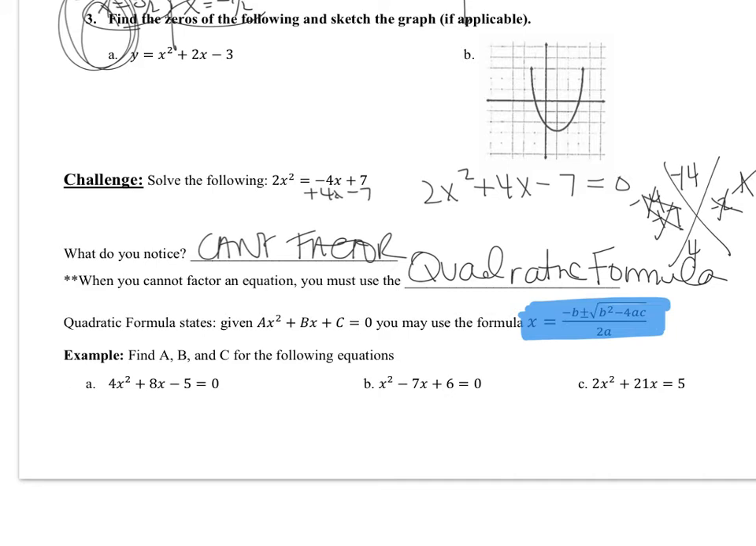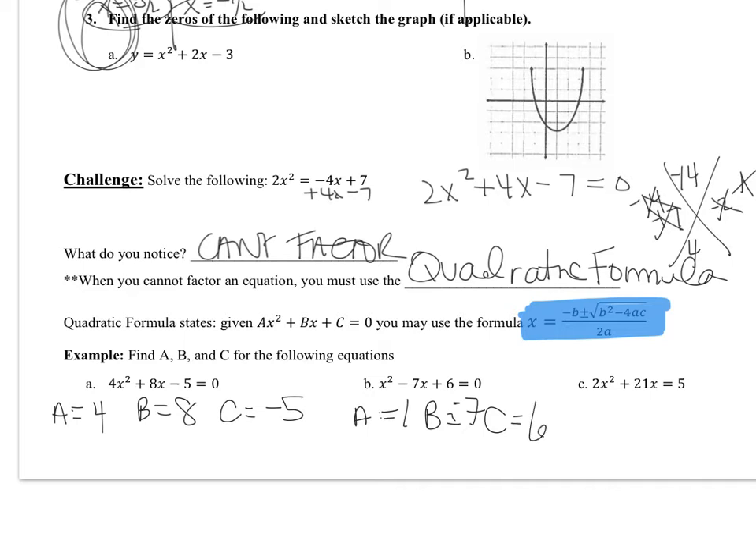So if I look at this example, I need to find A, I need to find B, and I need to find C. So A equals 4 because it's next to x squared. B equals 8 because it's next to x. C equals -5. Next one, a equals, b equals, c equals. A equals 1 because there's nothing in front of x squared, so it's 1. B equals -7, and C equals 6.